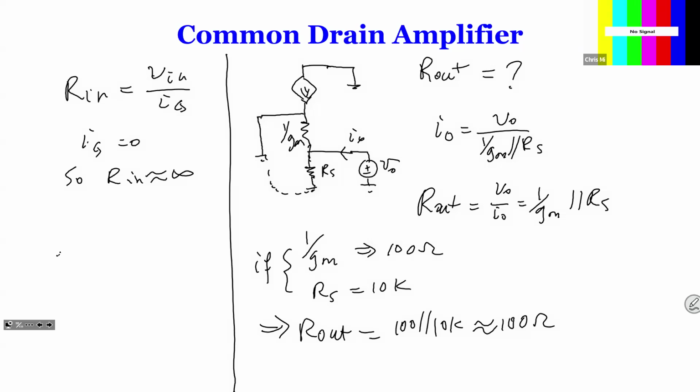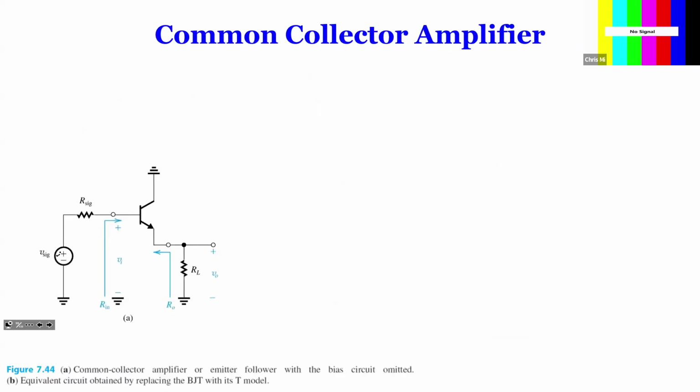Now, if you design a large GM, instead of 1 milliamp per volt, you design this to be, let's say, 100, then this becomes 10 ohm, right? So if your GM is bigger, the output resistance is smaller. So we can reduce that down to 10 ohm or even like 1 ohm, depending on how you design your GM. So this is a very interesting circuit, and it's very useful. So next, we're going to go to common collector.